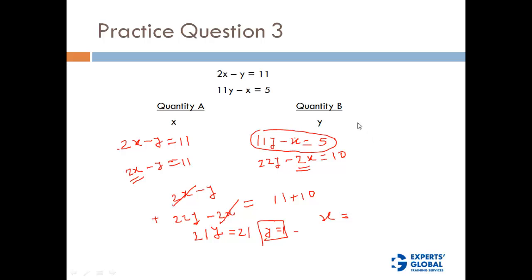So we get 11y, that is 11, minus x is equal to 5. So x is equal to 11 minus 5, which is equal to 6. So x is equal to 6 and y is equal to 1 is the solution for this. And if we compare 6 and 1, we know 6 is greater than 1. So this quantity is greater than this quantity. The option is A.